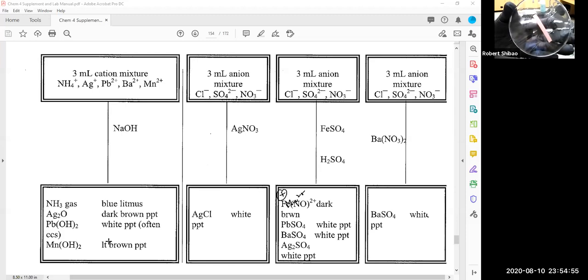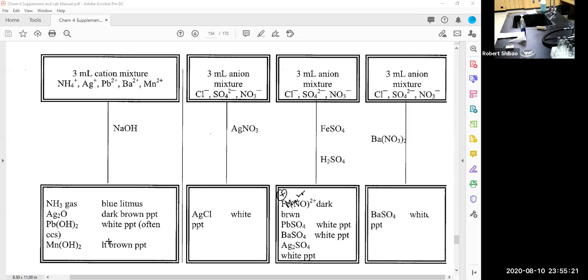Anybody? No. All right, so what does that mean? No means negative for ammonium. So this is unknown A, and we have negative for ammonium. A negative for ammonium means maybe we have ammonium, it's just too little to detect. But that's what we have so far.